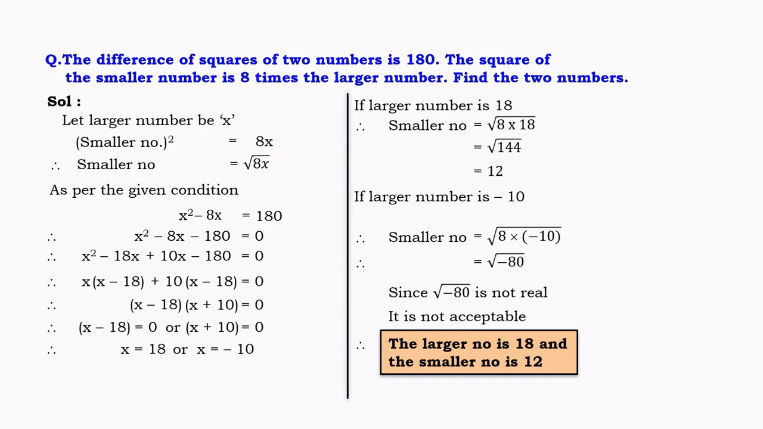Let us verify our answer. 18 squared minus 12 squared equals 324 minus 144. This gives 180. Also, 12 squared equals 144, and 8 multiplied by 18 is also 144. Both conditions are satisfied. Therefore, the two required numbers are 18 and 12.